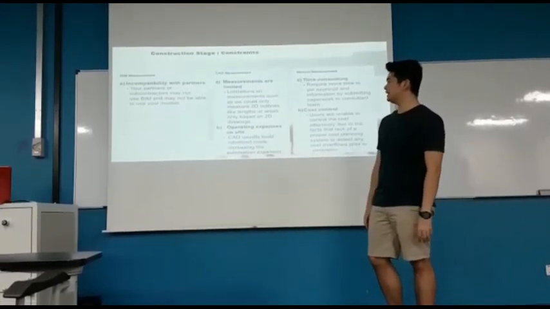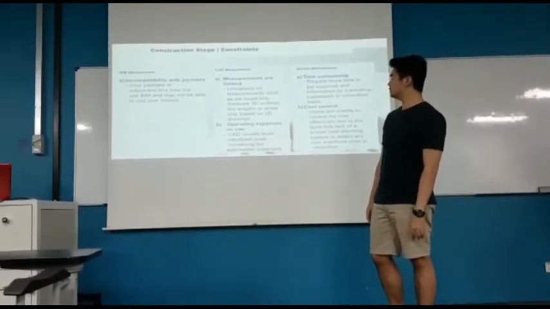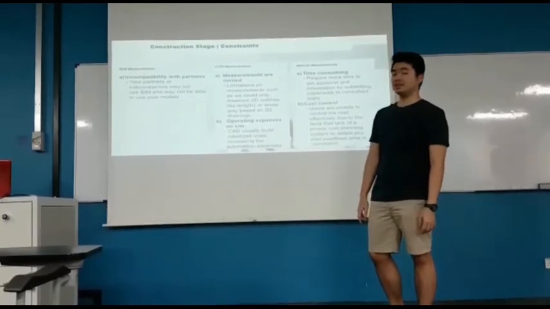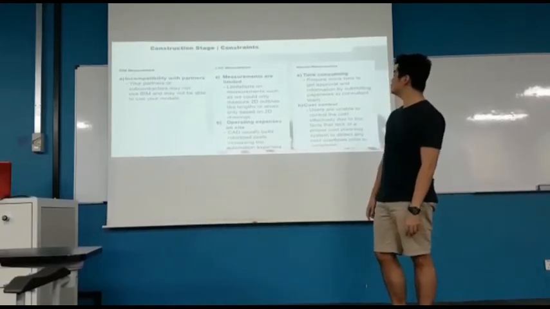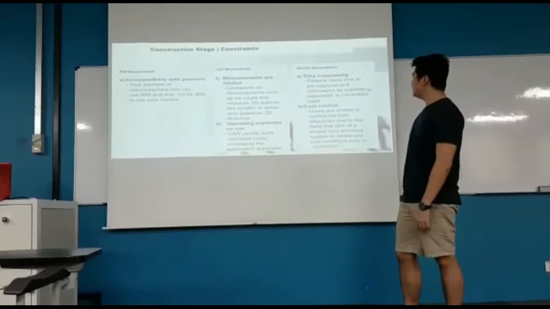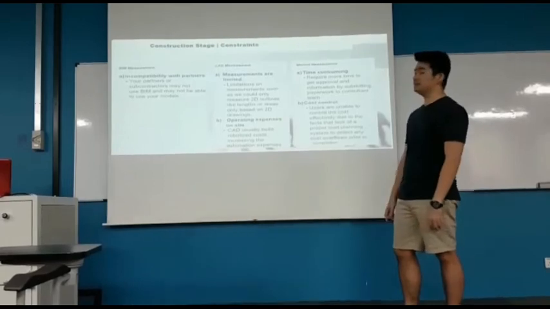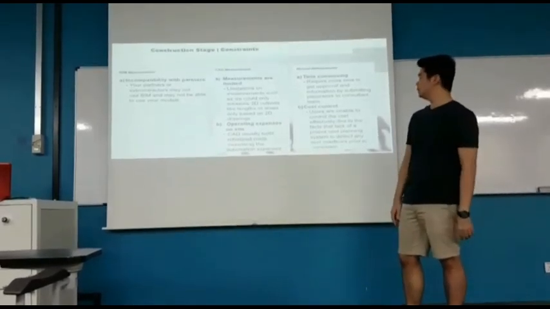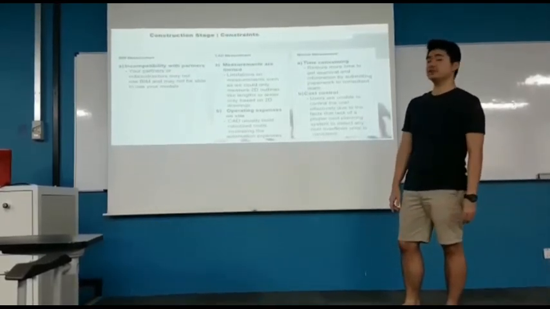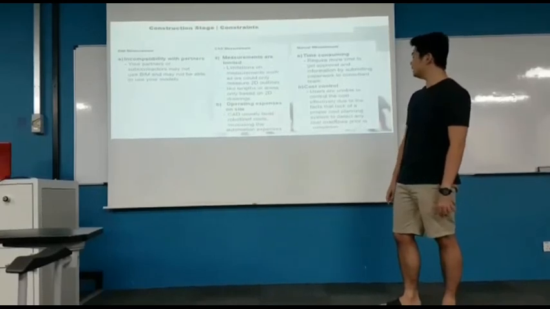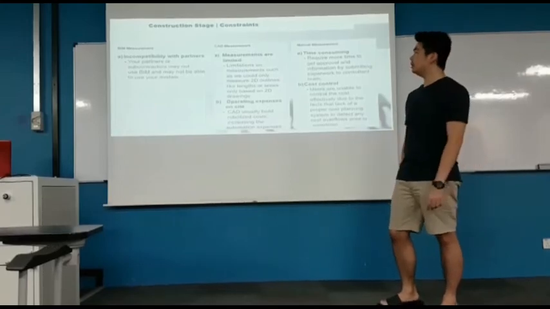The second is operating expenses on site. This CAD measurement can usually incur robotized costs, thus increasing the automation expenses. Whereas for manual measurement, the constraint is that it is time consuming. It requires more time to get approval and information by submitting paperwork to the consultant team. The second one is cost control. Users are unable to control the cost effectively due to the lack of a proper cost planning system to detect cost overflows prior to completion. Now I'll pass to Eric.